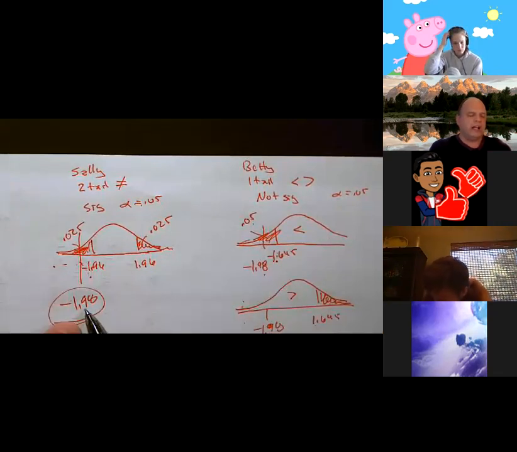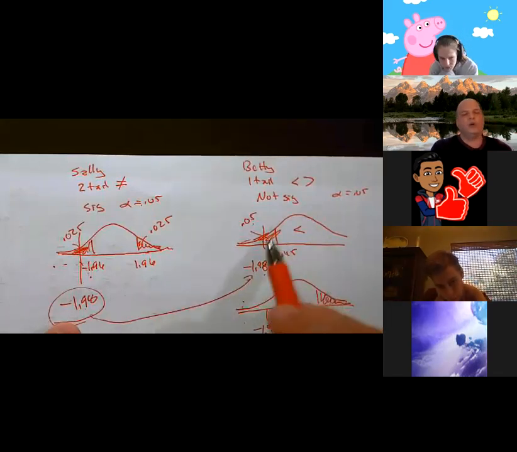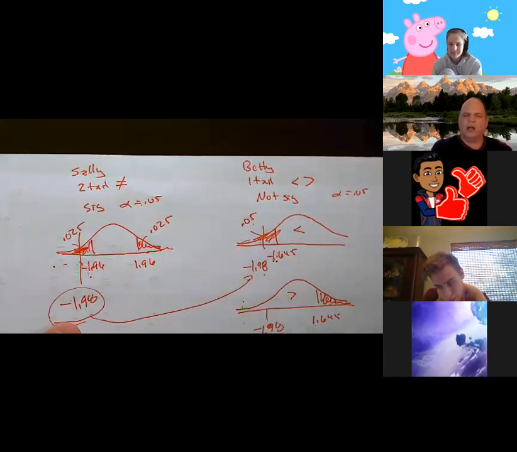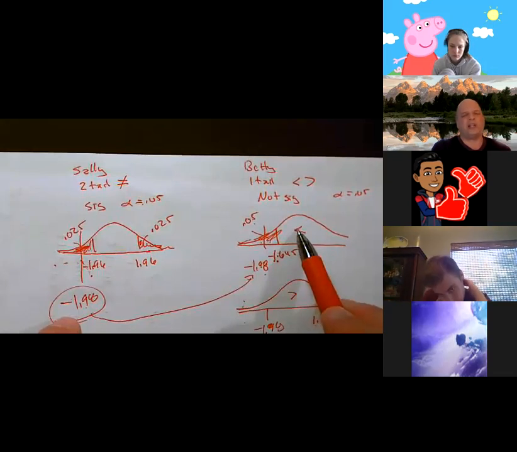Well, Sally's statistic was negative 1.98. So I brought that over here and I was like, ooh, that's in the rejection zone. So Betty would have rejected, and she's supposed to have not rejected. How could she have not rejected? Well, obviously with a lower tail, she's rejecting.